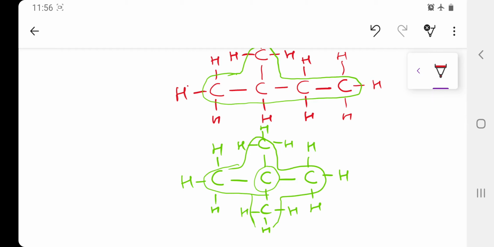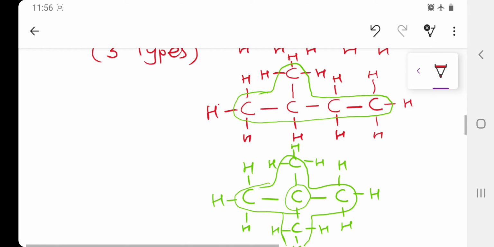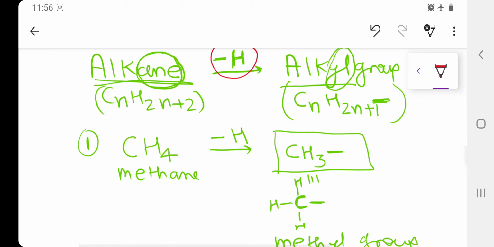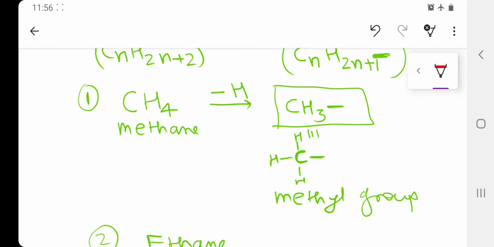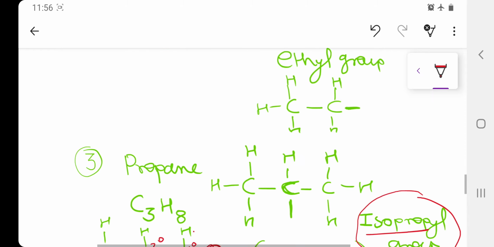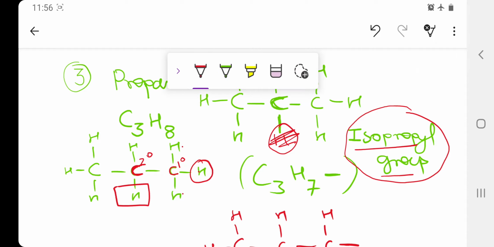3 ways. Then these ways of representation will give rise to different alkyl groups, because of how alkyl groups are going to form. Alkane, if I remove one hydrogen from alkane, it will give rise to alkyl group. Then the basic alkyl group that you have to understand is from methane, that is methyl group. If I remove one hydrogen and attach to something, then ethane, if I remove one hydrogen, then it is propane. If I remove this hydrogen, it will give rise to what? Isopropyl group.